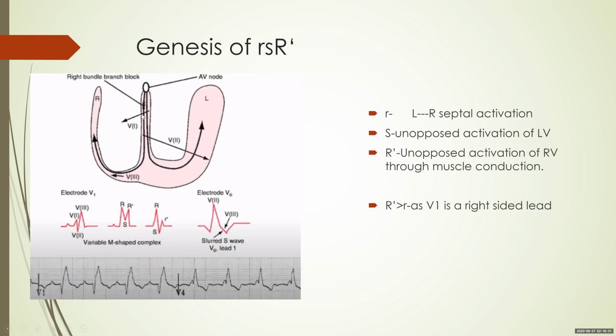Since the right bundle is blocked, conduction occurs from the LV across the interventricular septum, from muscle to muscle, to the RV. That is why you have a broad QRS complex, because muscle to muscle conduction is pretty slow and ineffective. And why is the R prime taller? Because V1 is a right-sided lead, and since V1 sits directly over the RV, it picks up impulses from the RV better than the LV, which is situated posteriorly.